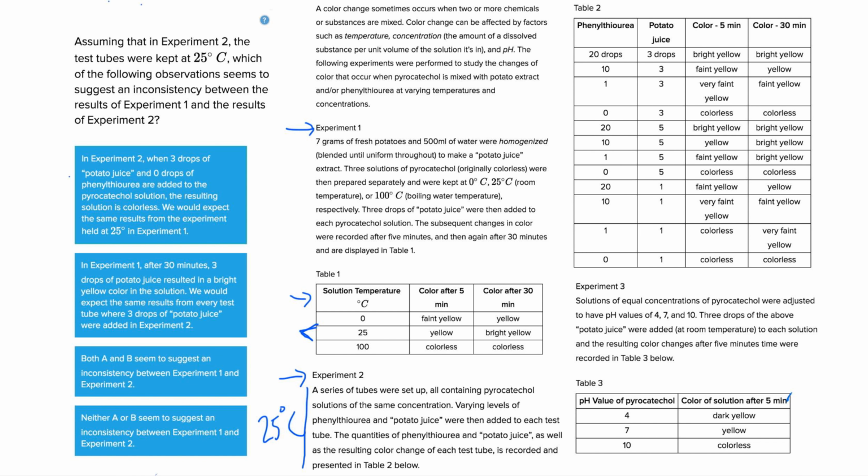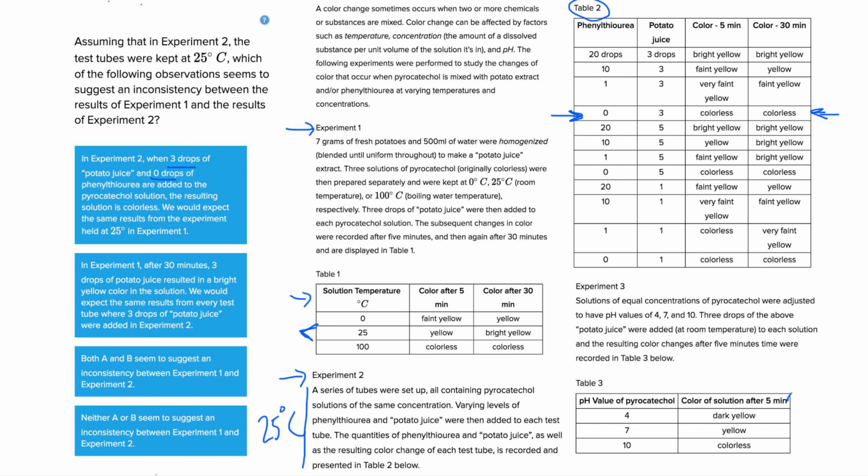In experiment 2, when 3 drops of potato juice and 0 drops of phenolphthalein are added to the pyrocatechol solution, the resulting solution is colorless. Let's just double check to make sure that that's true to begin with. So I'm going to go up to table 2 here, and I'm going to look for 3 drops of potato juice and 0 drops of phenolphthalein as described. And yes, indeed, it is. The resulting color is colorless. Okay, so that part at least is true.